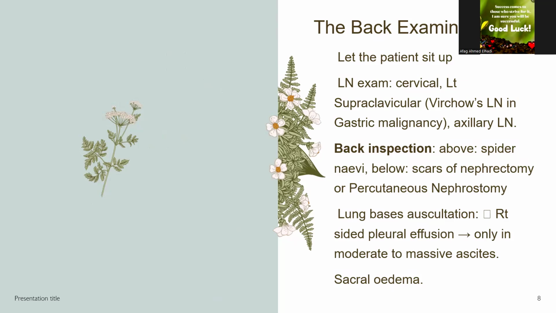And then inspect the back. On the upper side of the back, we look for spider naevi again, and you look for scars down there, which could be nephrectomy scars or percutaneous nephrostomy scars. If the patient has polycystic kidney disease, you will also find scars. In addition, with renal transplant, you will find nephrectomy scars on their back. Sometimes they remove the old kidney or part of the old kidney to give space to the new transplanted kidney.